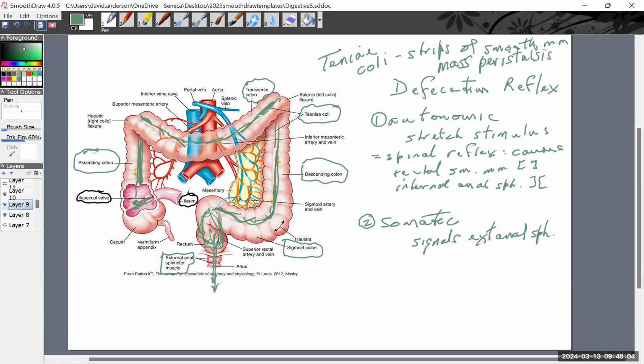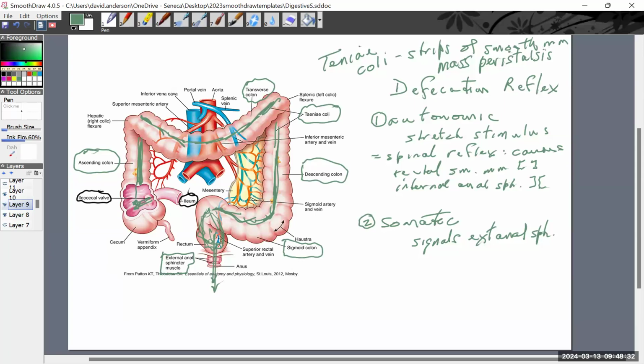When you get cramping in the abdomen, either because maybe you're experiencing some constipation or maybe you're experiencing diarrhea, often there's a reason for that. It might be an infection, whatever the reason, you can feel very forceful contractions, very forceful cramping in the lower abdominal area. That's mass peristalsis. And that's a unique feature to the large intestine.